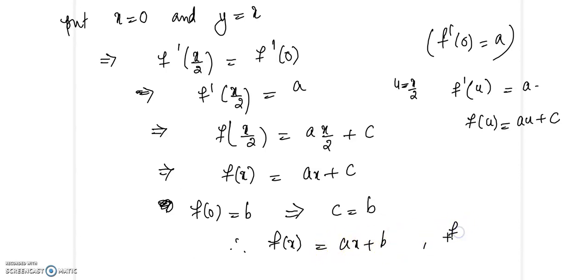Now f of x is ax plus b, so f dash of x will be a, and f double dash of x will be equal to 0. So that is the value of f double dash of x.